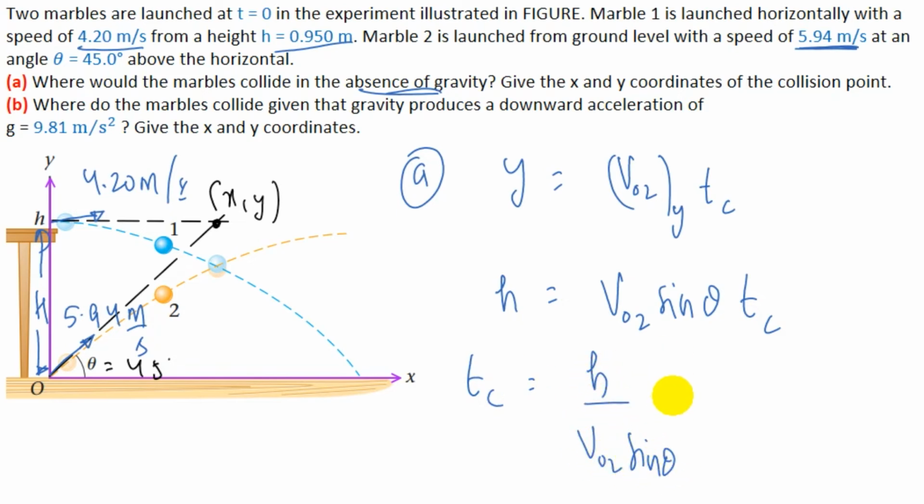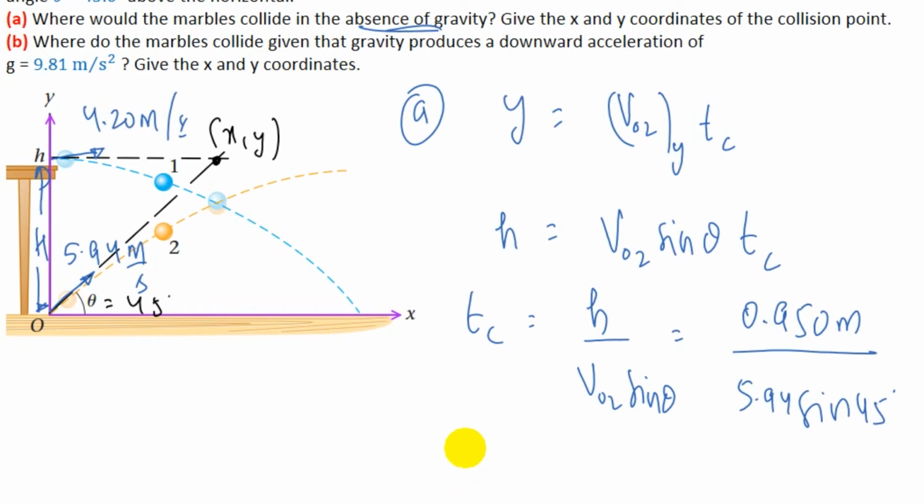We can put the values here to find the time of collision. So h we have given to be 0.950 meter, v naught 2 we have 5.94, sine theta, and theta we have 45 degrees. On solving this, the time of collision comes out to be nearly 0.2262 seconds. So at this time they are going to collide.